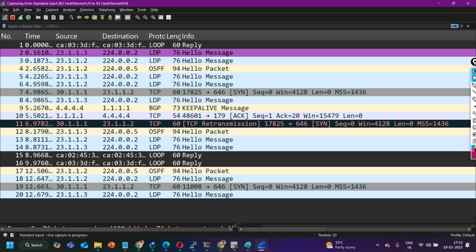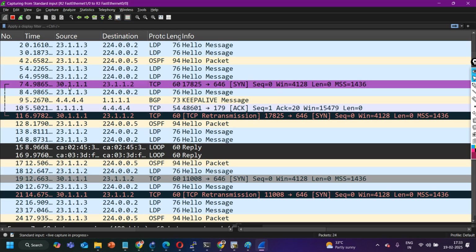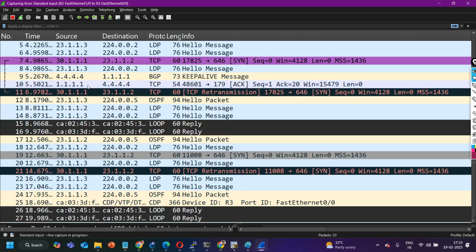Not this, this is the LDP message. Let me show you the SYN message. Here is the SYN message. In the SYN message, see guys, what is the source IP address? 30.1.1.1. Source IP is 30.1.1.1 in the SYN message. Destination IP is 23.1.1.2. So router 2 will give acknowledgement to whom?